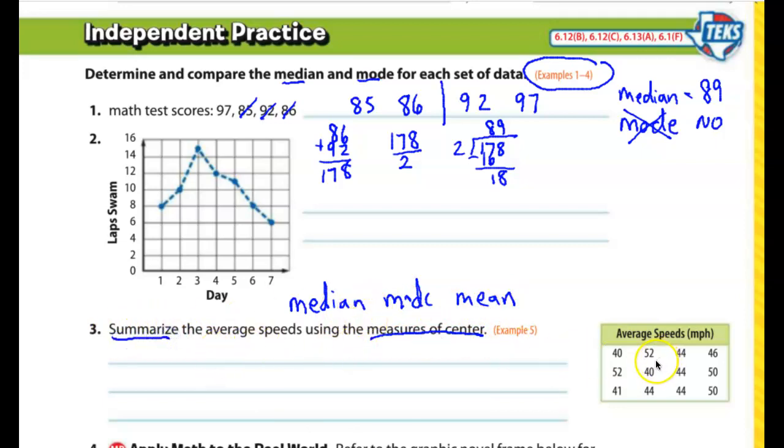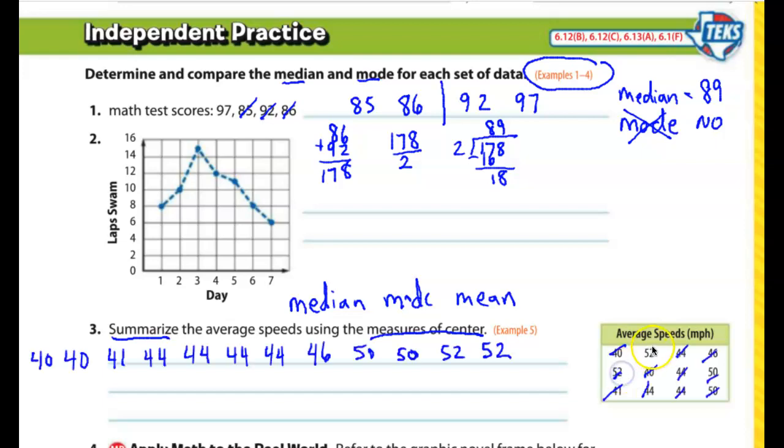Okay. So the very first thing we have to do is write all of these out in order. I'm going to press pause to write this out, and I'll be right back. All right, I was very careful to look for the smallest value and write it down. I noticed there were two of them. There are two 40s. Then there was a 41, 44, 44, 44, 44, 46, 50, 50, 52, 52.